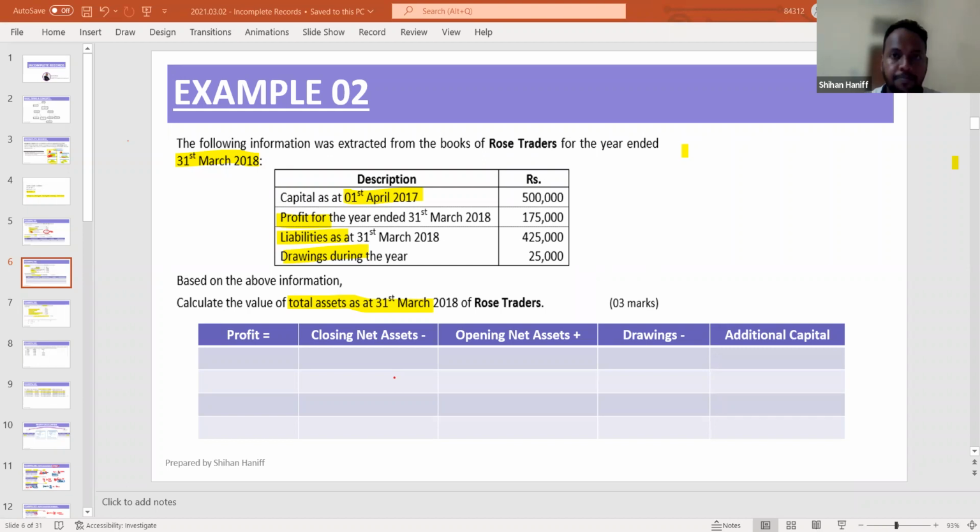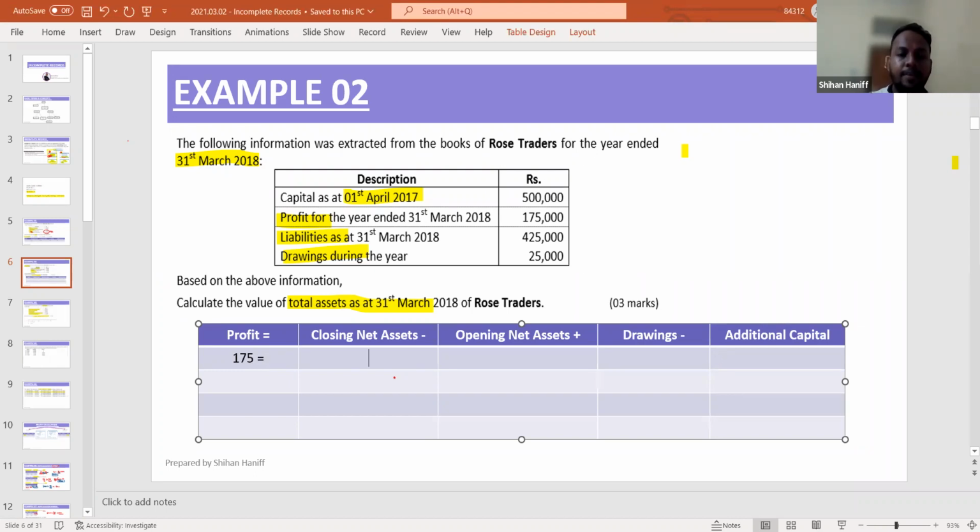Okay, so I got different answers: 650, 1075. Let's check the answers. 1075, okay, cool. So profit is here. Profit for the year is 175. So we put it there.